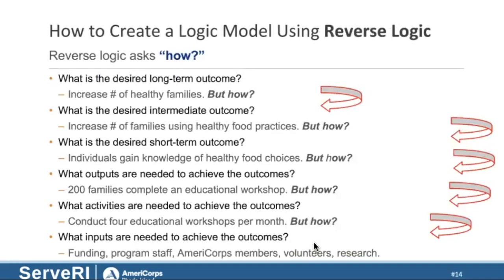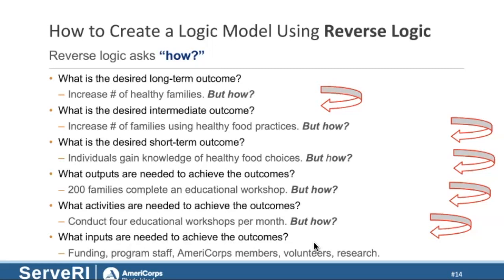The other method is using reverse logic, which asks how. You are basically reading your logic model from right to left. You start with your desired outcome and then work backwards to ask, how did we get there? Again, I'm not going to read this through here. I recommend you refer back to it.